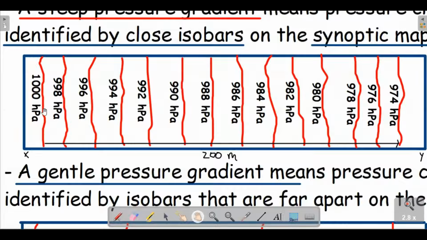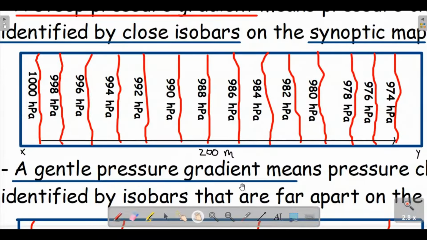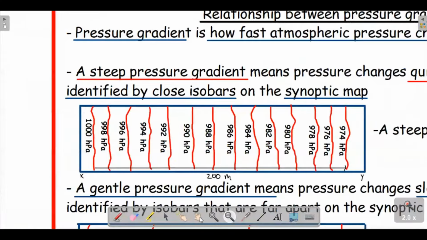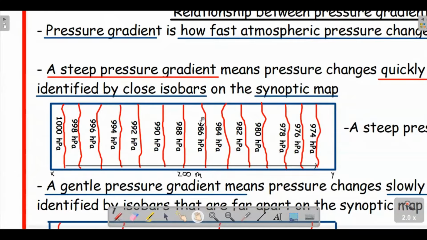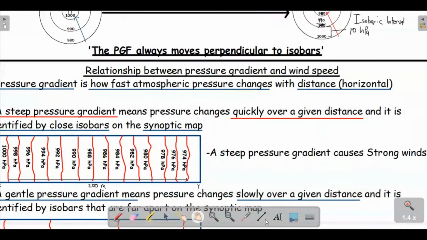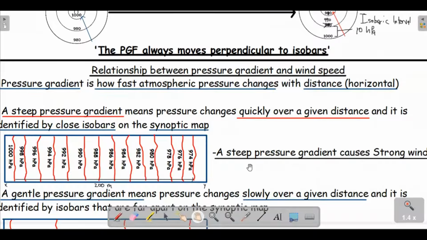Okay, it is changing too much. Over these 200 meters, we've changed very quickly from 1,000 to 974, right? And so we say that this is a steep pressure gradient. The isobars are very close together, and hence the pressure changes a lot. It changes quickly, it changes too much. That's a lot of change over this relatively short distance of 200 meters. And so when you have a steep pressure gradient, identified by close isobars, of course, this has an effect on your wind speed. Your wind speed becomes high. This results in very strong winds, right? So when you have a steep pressure gradient, that means over there you have very aggressive weather.